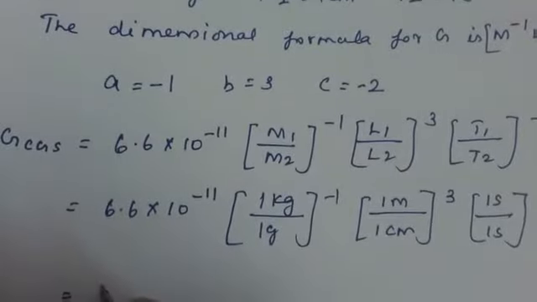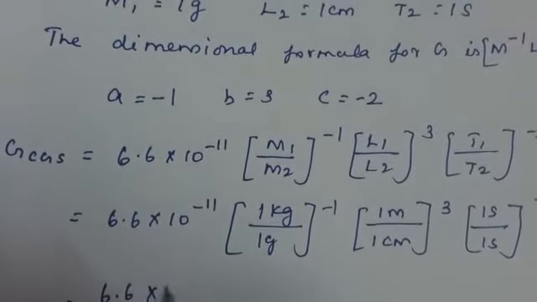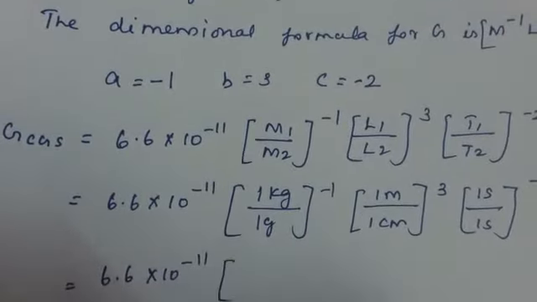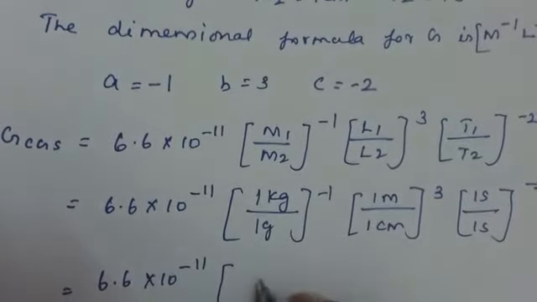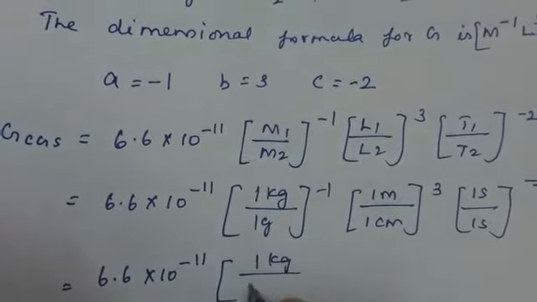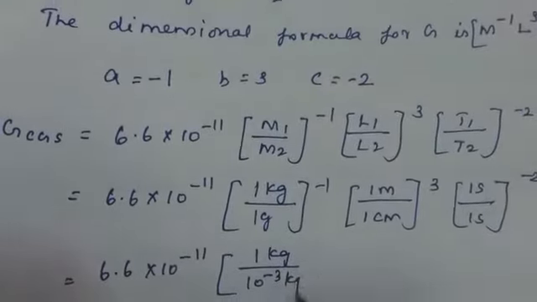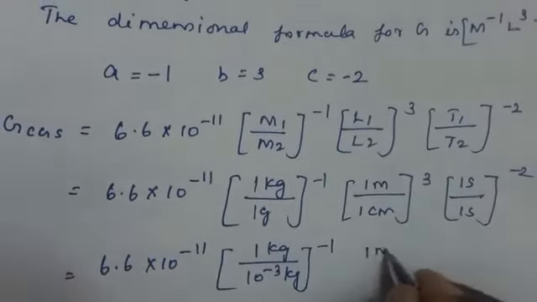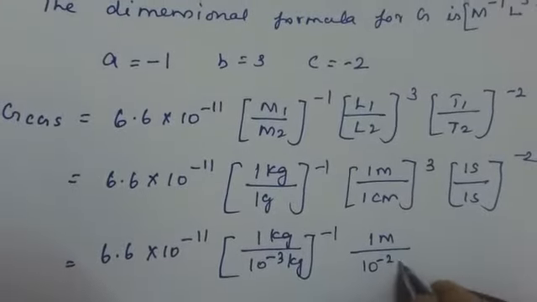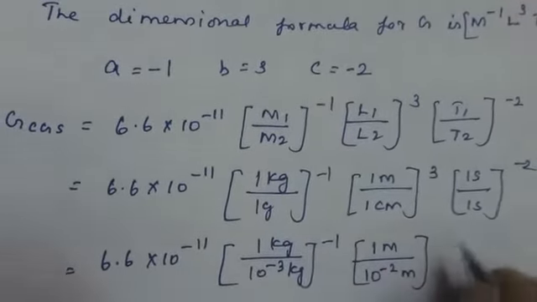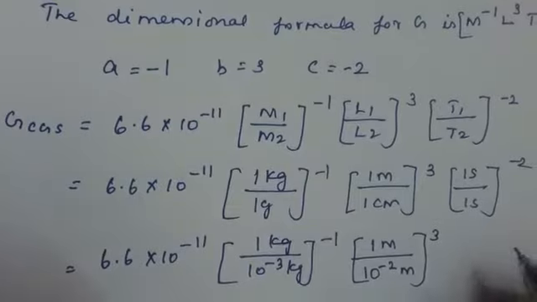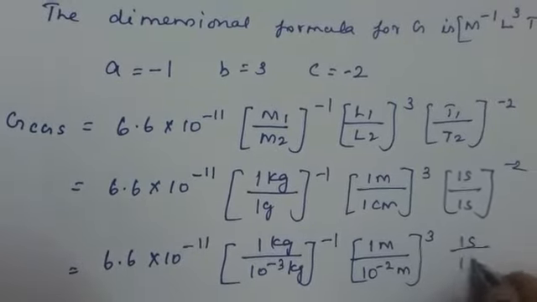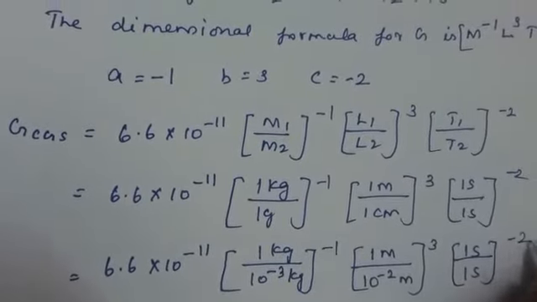Now we can write it as 6.6 into 10 raised to minus 11. Here I am going to convert everything into kilograms. So it is 1 kilogram by 10 raised to minus 3 kilogram, since 1 gram is 10 raised to minus 3 kilogram, raised to minus 1. 1 meter by 10 raised to minus 2 meter, since 1 centimeter is 10 raised to minus 2 meter, raised to 3. 1 second by 1 second raised to minus 2.